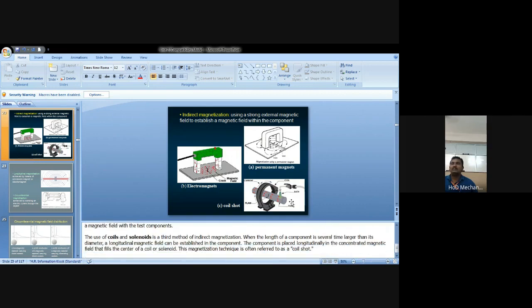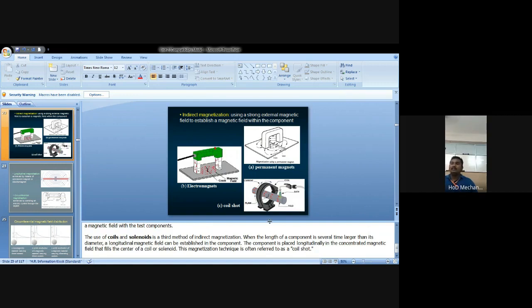Here we can use a permanent magnet, an electromagnet, and a coil shot. The coil has an electromagnet. It will induce the magnetic property on the central shaft. Defects accumulate the magnetic particles where the magnetic property is there. The use of a coil and solenoid is the third method of indirect magnetization. The coil shot method is an indirect method.